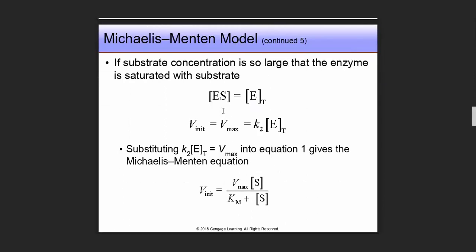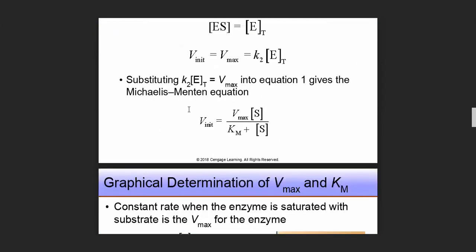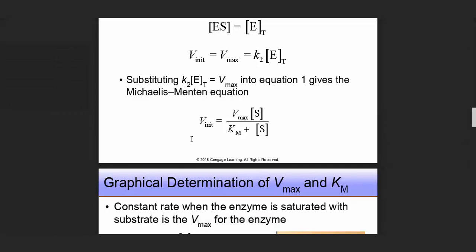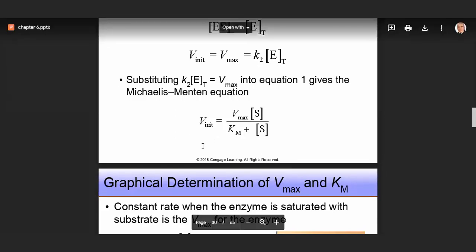When the enzyme is saturated with substrate, then V initial becomes V max, and V max equals k2 times the total enzyme concentration. Now, if we substitute for this V max in the equation, then we get the Michaelis-Menten equation. This is the final version of the Michaelis-Menten equation that you should know. Don't worry about the derivation, we are just interested in this.